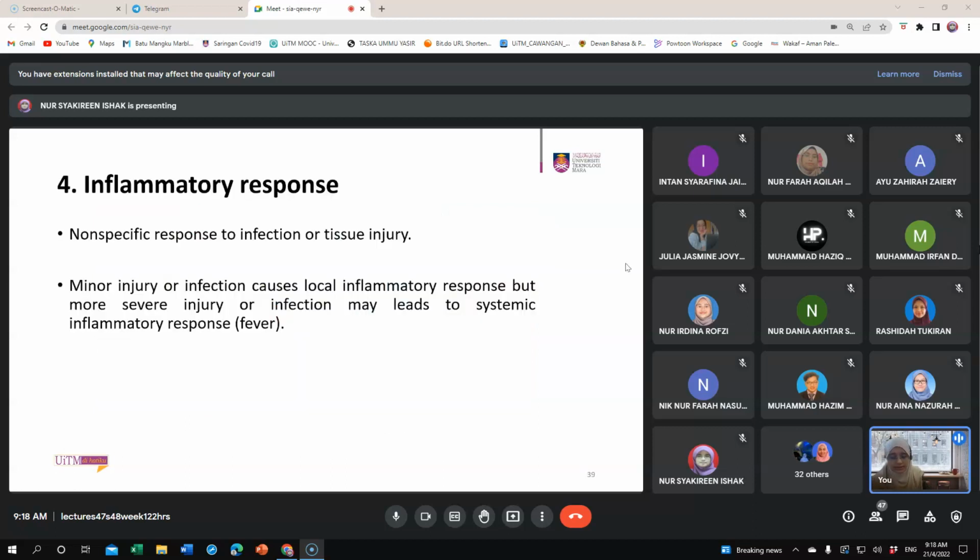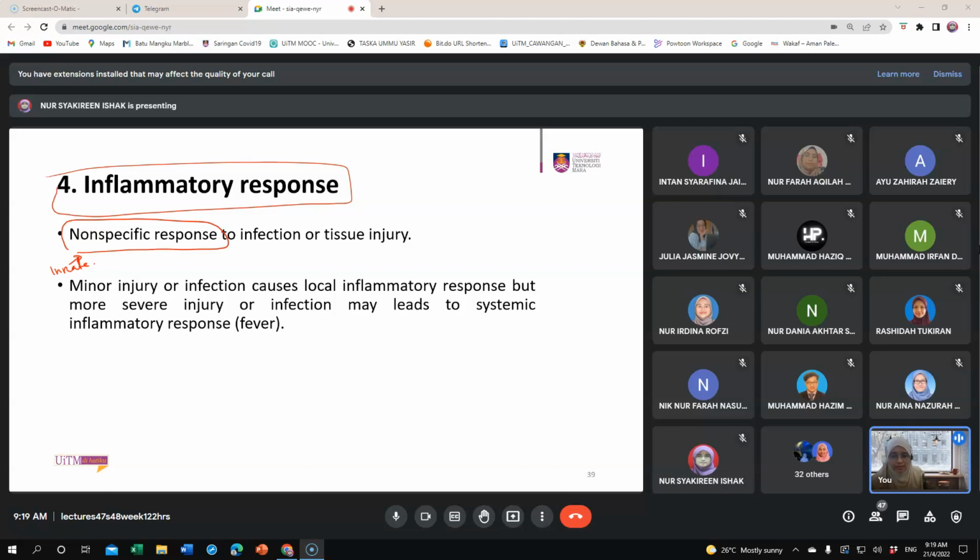And then the next component of the second line of defense is the inflammatory response. It is a non-specific response. Obviously non-specific because it is innate immunity. Although the second line of defense is also non-specific for inflammatory. Innate. It is a non-specific response to infection or tissue injury.